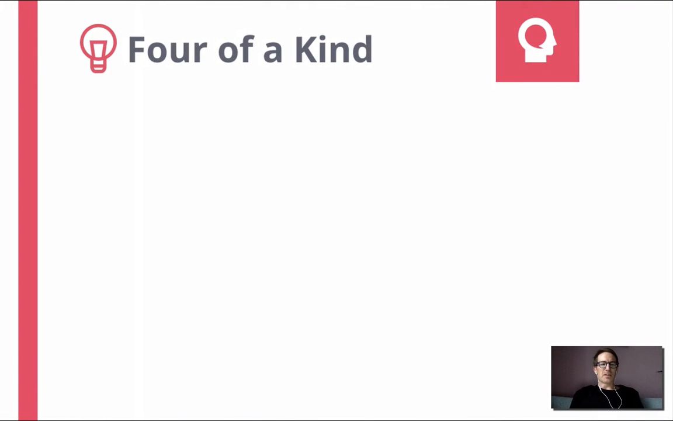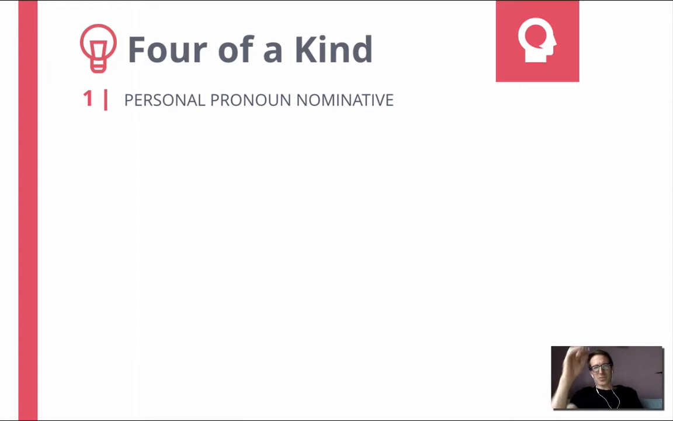The problem is that there is not only one "ihr", there's actually four of a kind. The first one is a personal pronoun, nominative. When it comes to these grammar terms, just relax, it's not important. What is important will be explained to you in the next few minutes. For example, the word pronoun: what's the difference between a pronoun and an article?